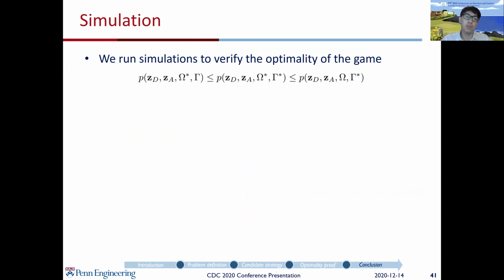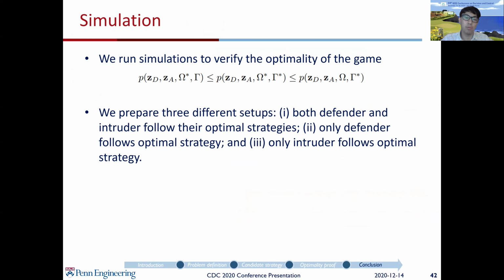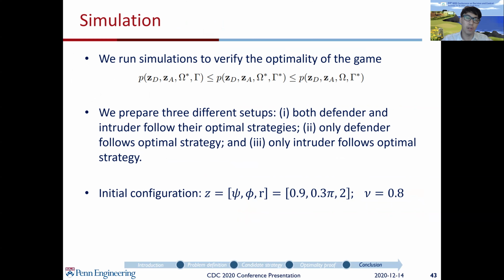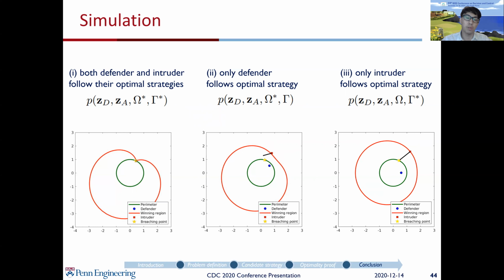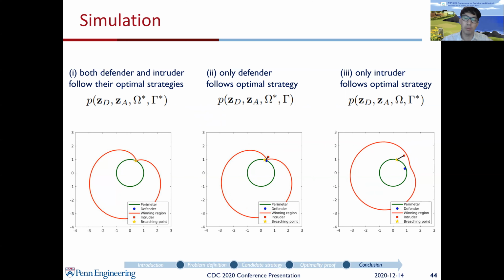We run simulations to verify the optimality. We prepare 3 setups: when both defender and intruder follow their optimal strategy, only the defender follows, or only the intruder follows. Here is the initial configuration. In the first condition, you see that all the agents are approaching the optimal breaching point. Here, only the defender follows the optimal strategy and the intruder seems random. And here, only the intruder follows the optimal strategy.